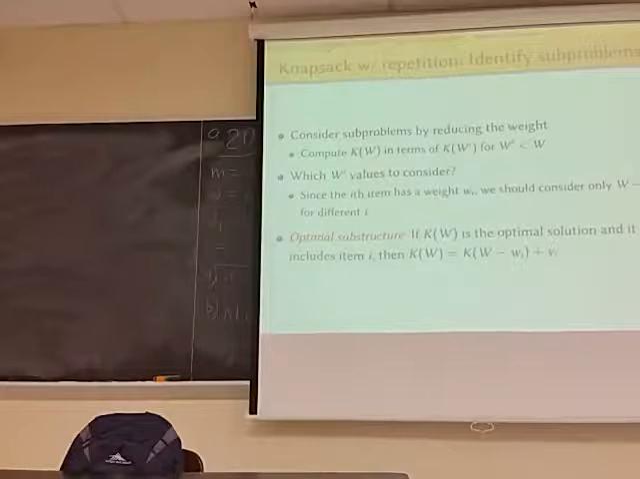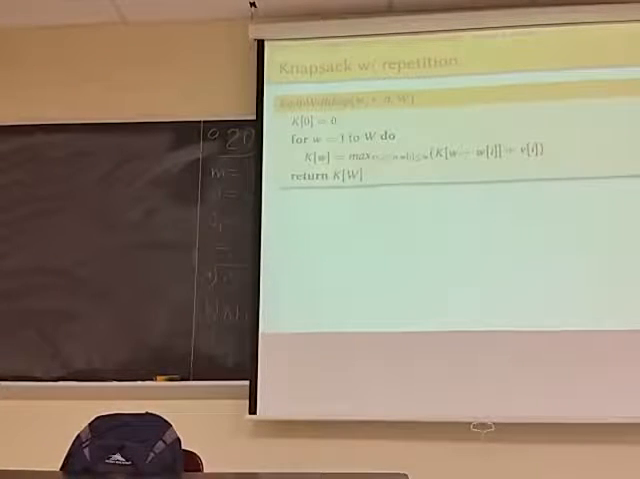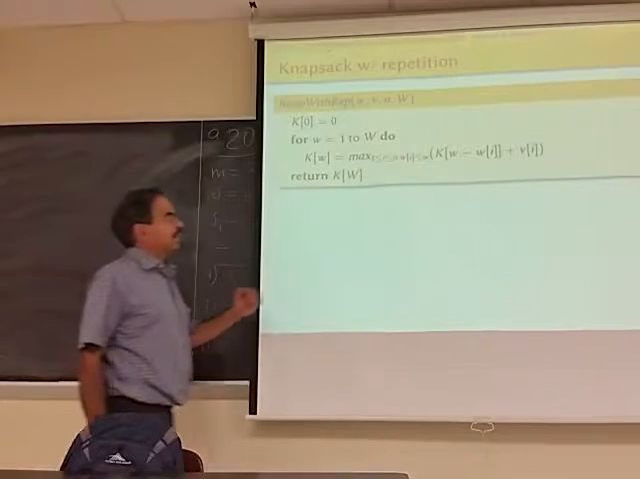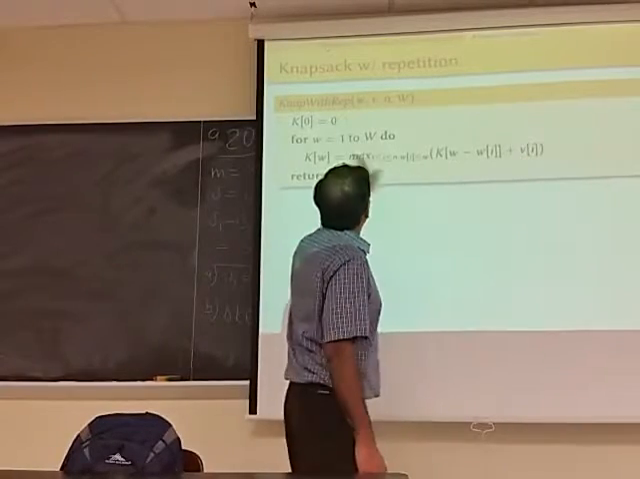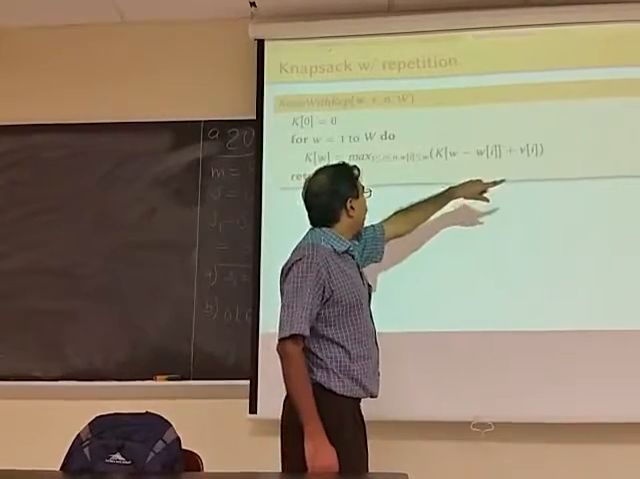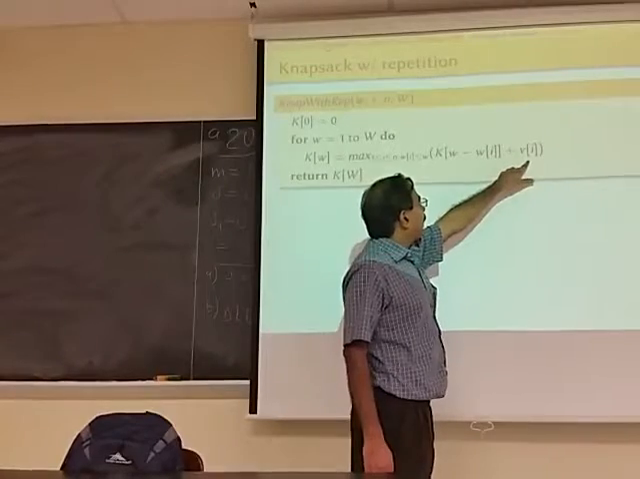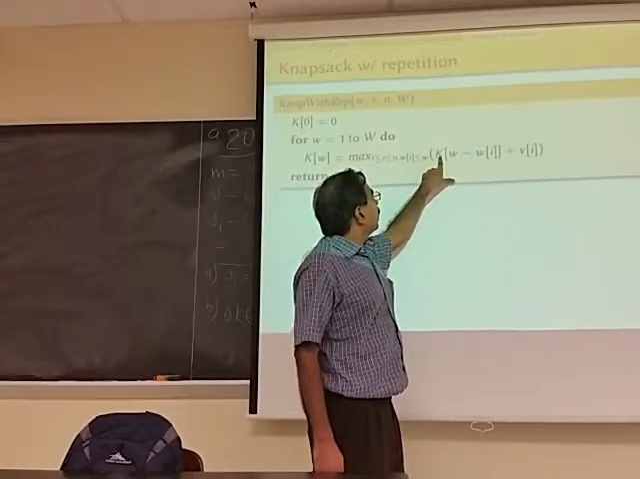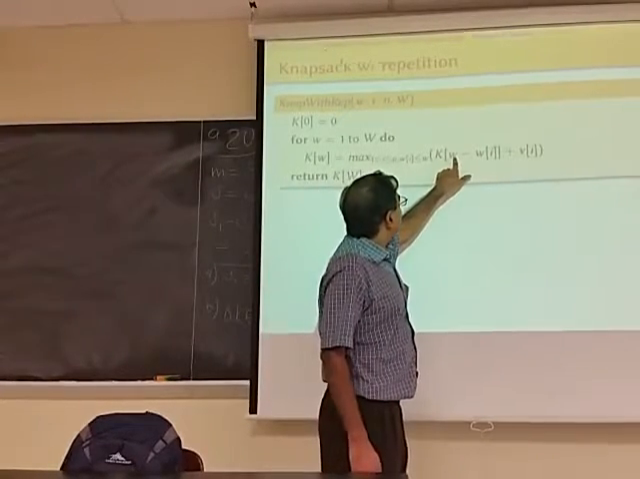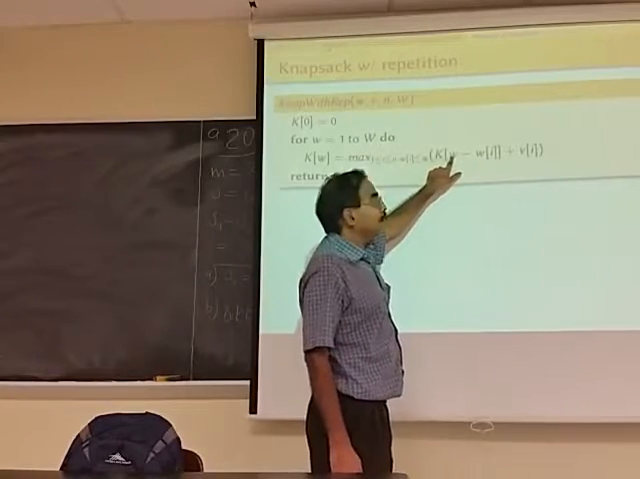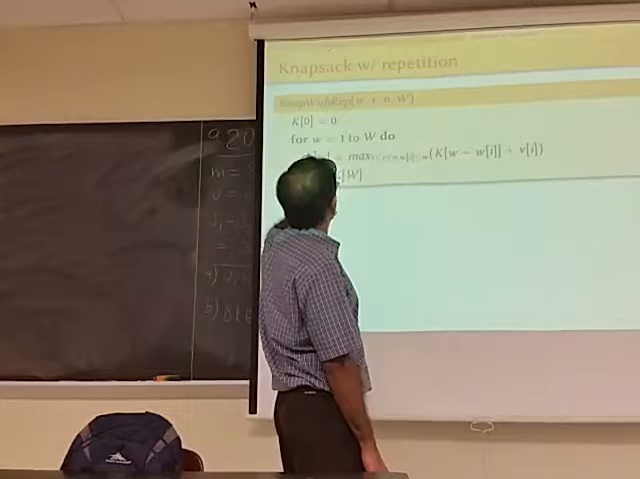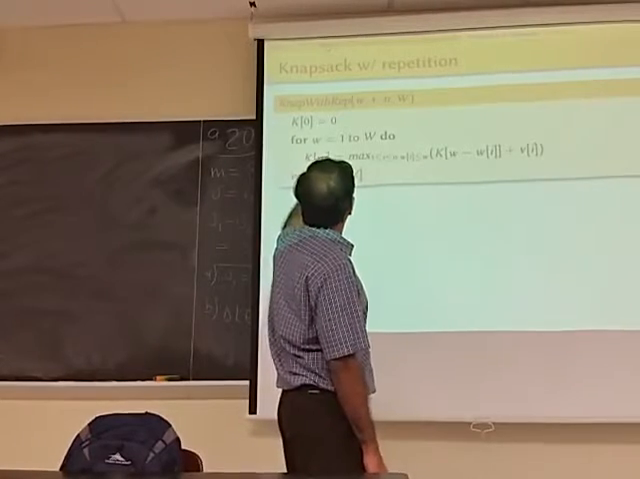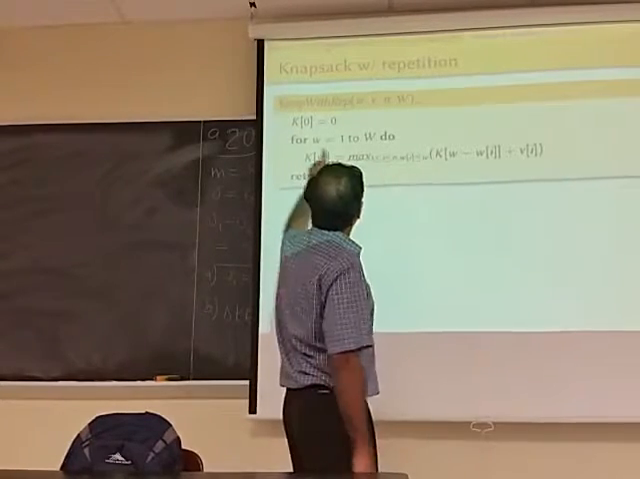Once you have this structure, it's quite easy to come up with a dynamic programming algorithm, which basically says I'm going to see if I want to pick i or not, and if I pick i, then my cost is going to be the best cost. This should be a capital W, right? No, I'm sorry, this is lowercase.